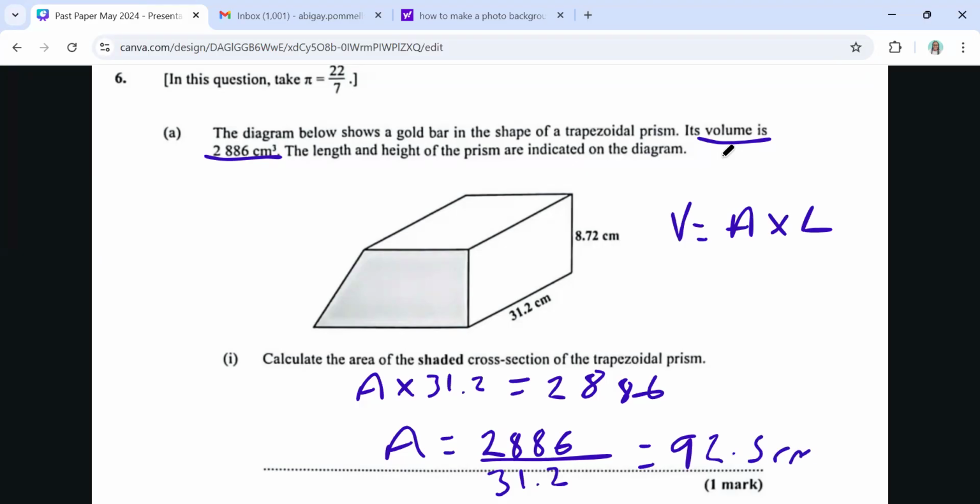9.25 centimeters cubed, and that's our answer right there. Not bad. And that is 1 mark. All you have to do is remember your formulas. I believe it's also in the list of formulae. So if you don't remember it, you can go back to the first page and find the formula.